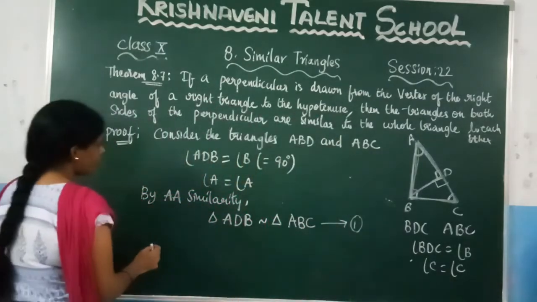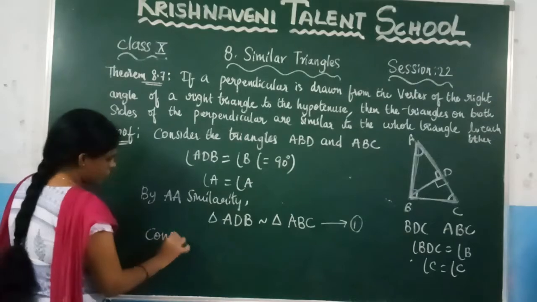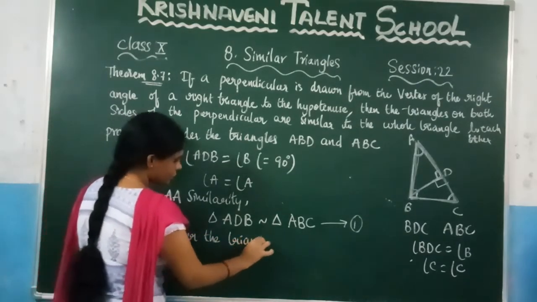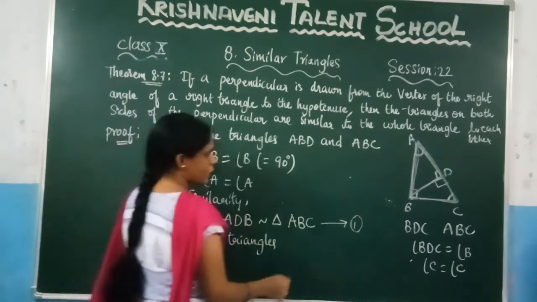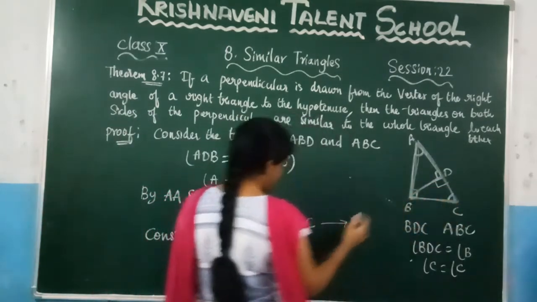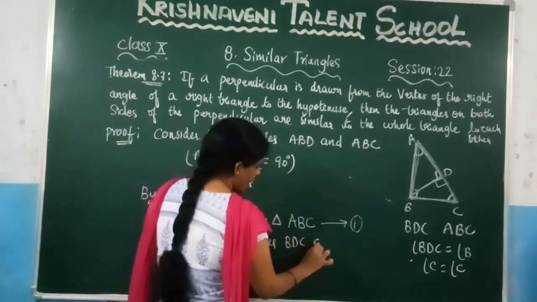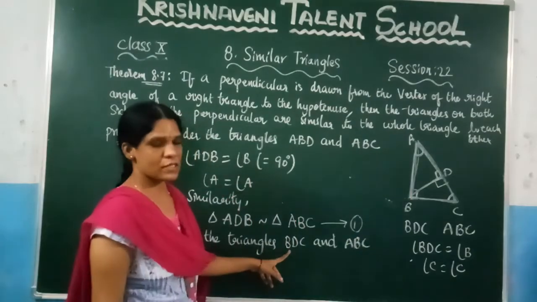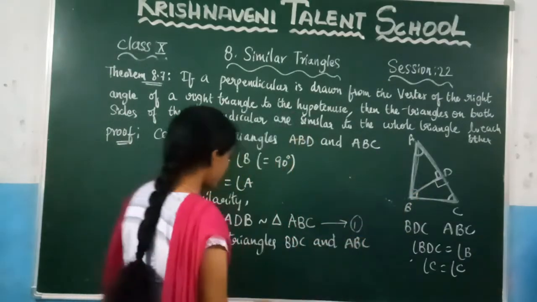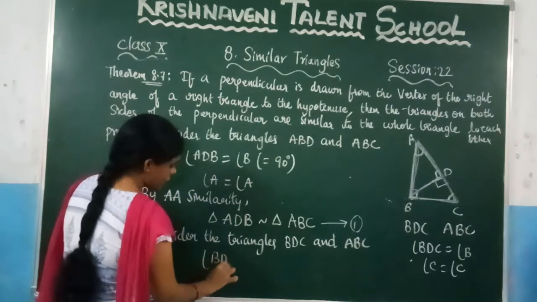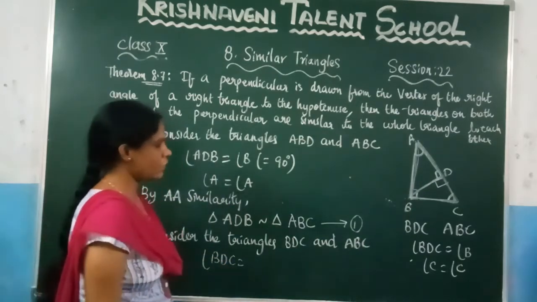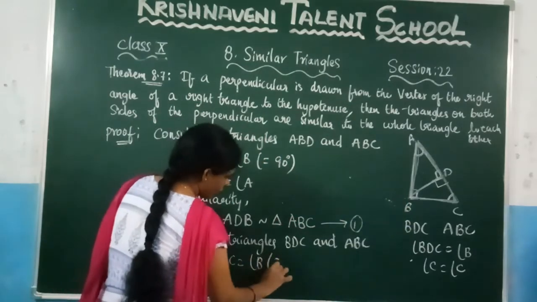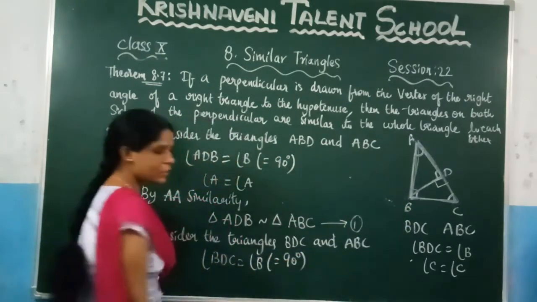So let us write that one. Consider the triangles. What are those triangles? The smaller triangle which is BDC and the bigger triangle which is ABC. Now in this triangle where is the right angle? Which is angle D. So write it here. Angle BDC is equal to, in the bigger triangle where is the right angle? Which is angle B. So write it here, angle B. Why? Because these two angles are equal to 90 degrees.